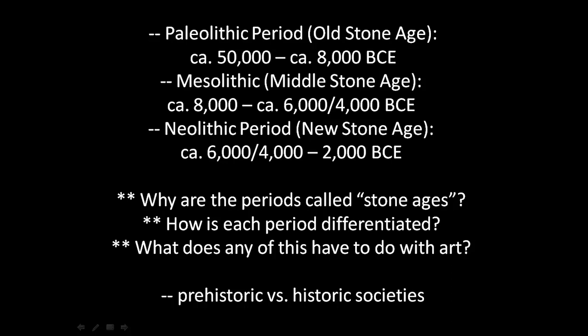Now think about this. What does any of this have to do with art? If you were living in the Paleolithic period and you're having to move around to follow your food source, think about what kind of art you would make. You want to make something that's going to complement your nomadic lifestyle. So you would probably want to make things that are small, that are lightweight, that are easy to transport.